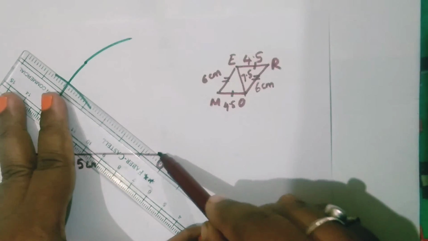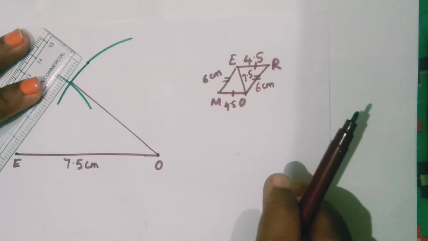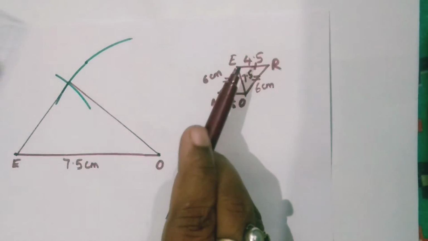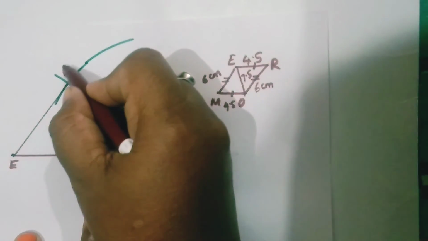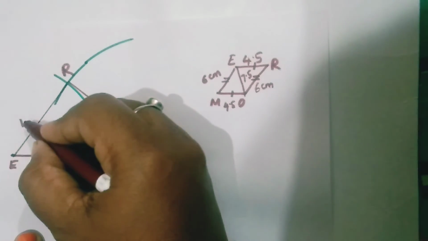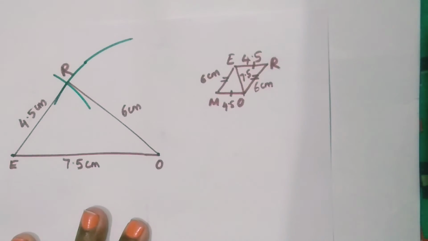Now join wherever it intersects. At the intersection of the point you are going to join, and name it as R. You can either name it as R or you can name it as N, because the dimensions are going to be same here in a parallelogram.